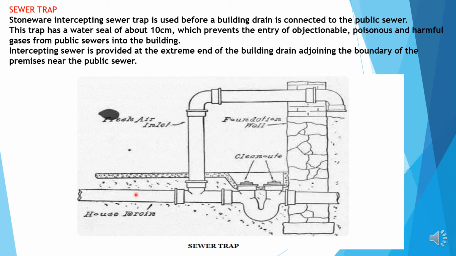This is the building compound wall. Okay, we are having house connections, and this is the way the sewer trap pipe has to go down and come out outside.